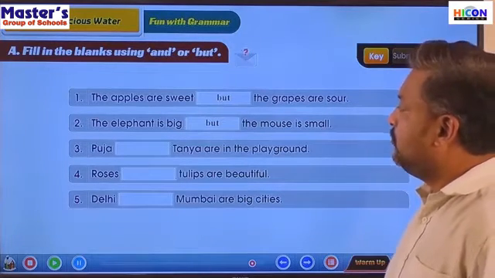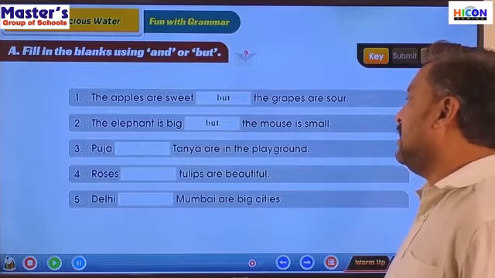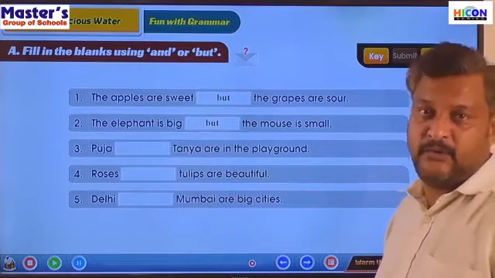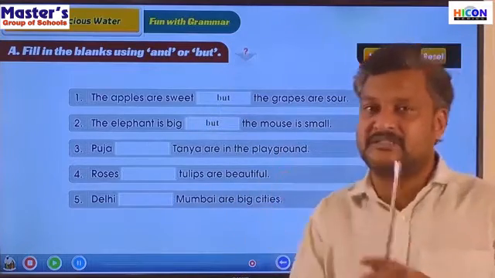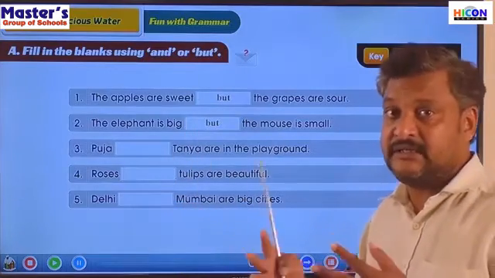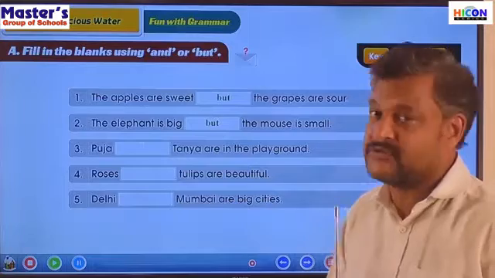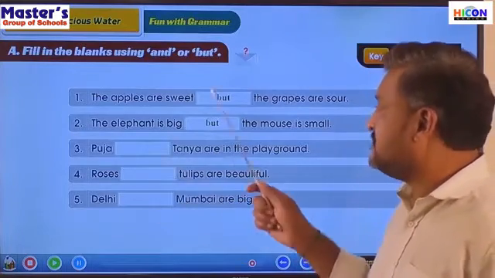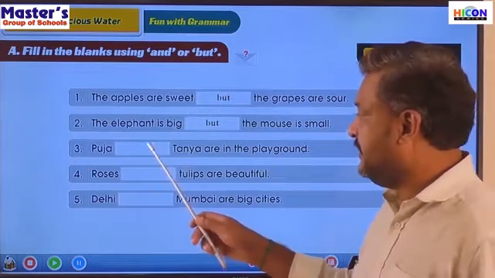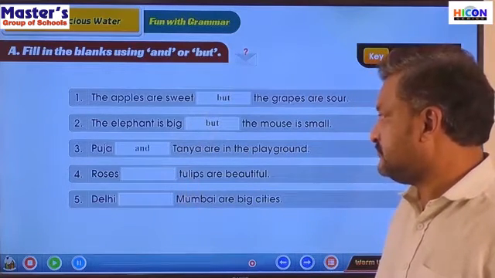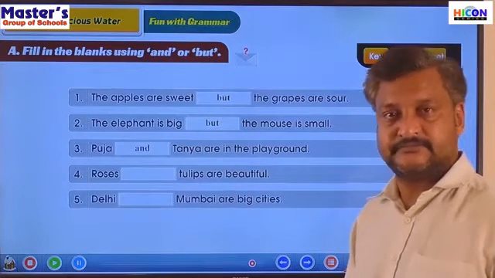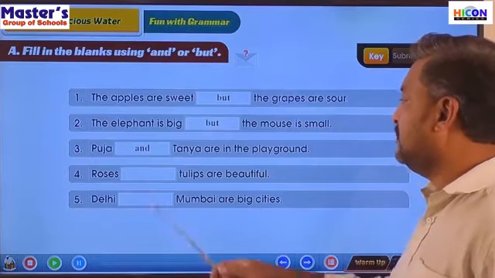Now, Pooja dash Tanya are in the playground. So, Pooja is in the playground, Tanya is also in the playground, isn't it? So, they are dealing with the same concepts. Both the girls, Pooja and Tanya, are in the playground. So, it is a sentence that deals with the same concept. So, what should we use? If it is an opposite concept, we use but. If it is the same concept, we use and, isn't it? So, what should we write here? And. Pooja and Tanya are in the playground. Got it? Yes.